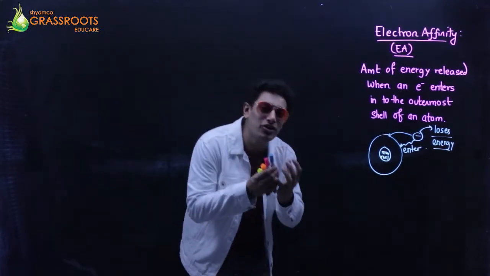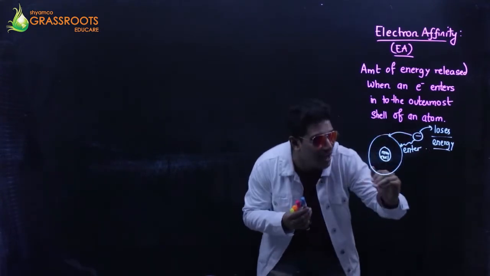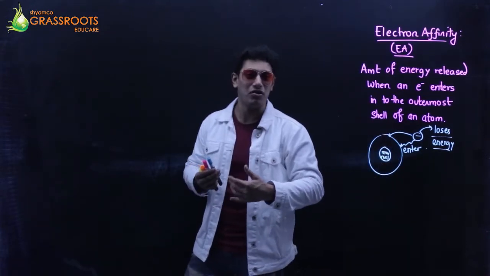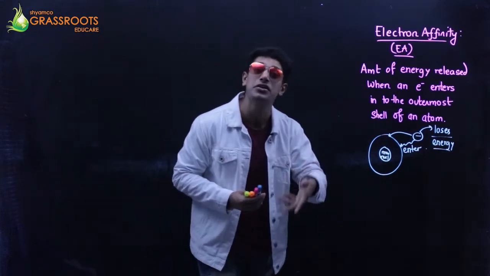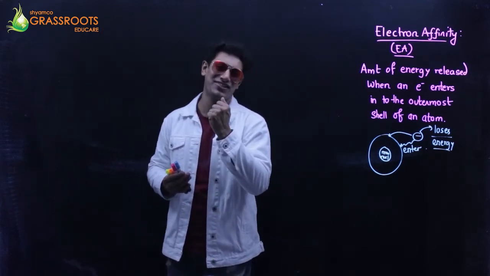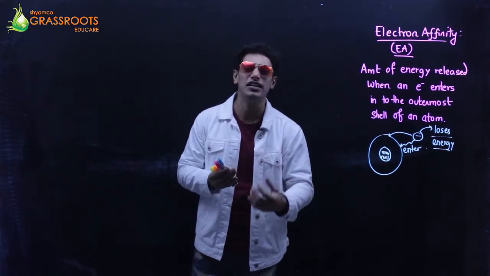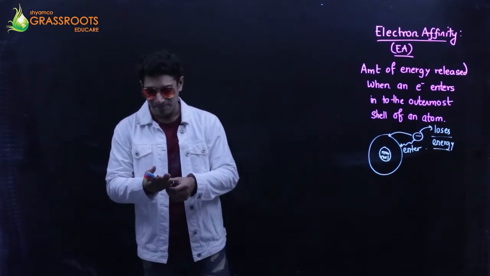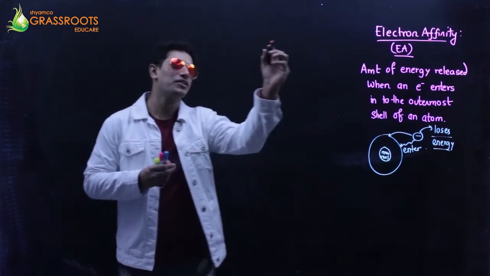So it is the amount of energy which is released for an electron to enter into the outermost shell of an atom. And when an atom accepts an electron, obviously it becomes negative in charge. We call it as an anion. Cations are positively charged ions, anions are negatively charged ions. So this is what electron affinity is. Simple language, the need, the thirst, the want of electrons. The pulling effect of electrons. That's electron affinity.